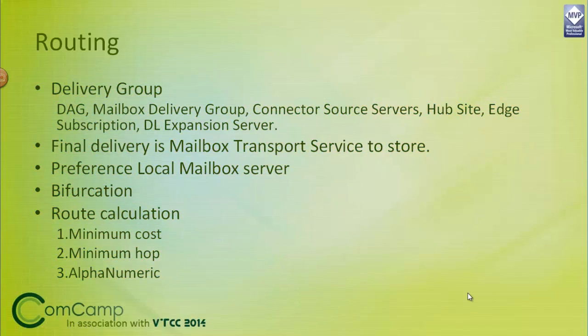Routing. Exchange 2013 has delivery groups, which is a way to generalize mail routing to help improve efficiency and attempt to deliver a message as close to its destination as possible. So a delivery group could be the DAG mailbox delivery group, connector source server, in an AD site, which can be the hub site, the Edge subscription.